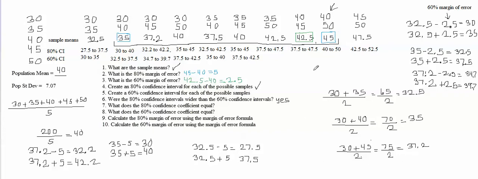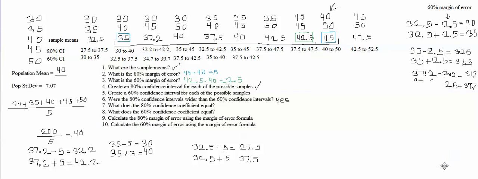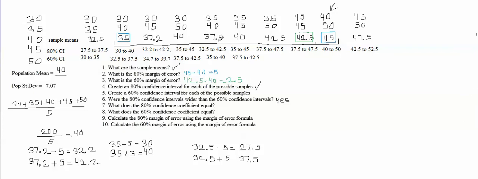How do we do that? Well, remember what the z-score formula is? Z is the sample mean minus the population mean over the population standard deviation divided by the square root of the sample size.